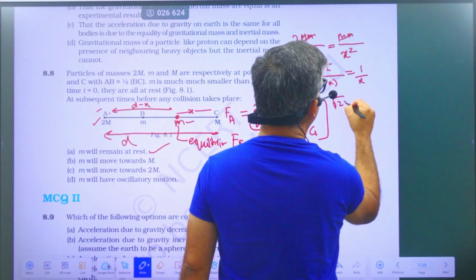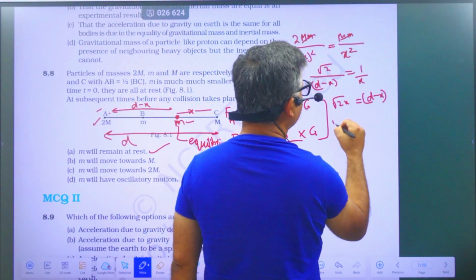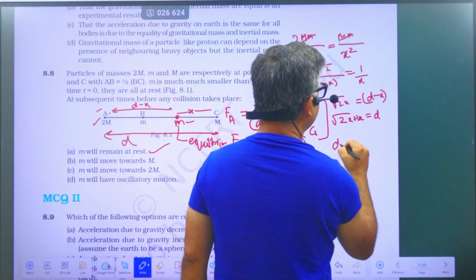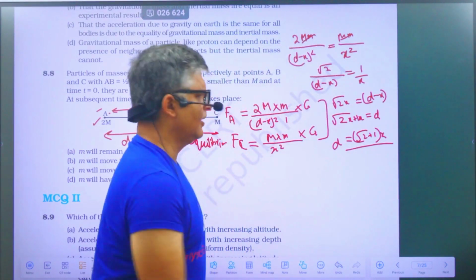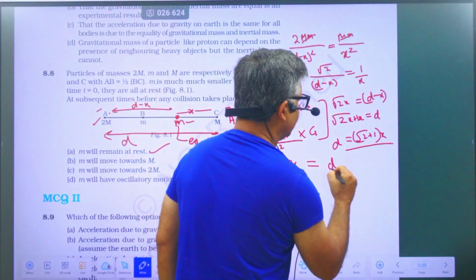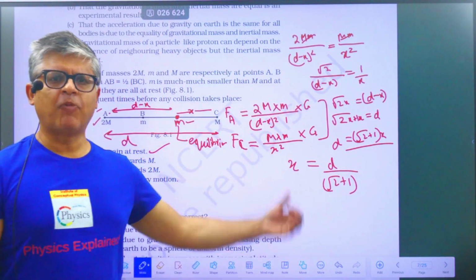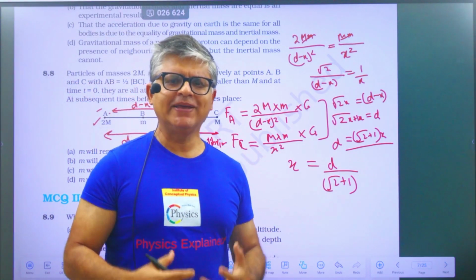So root 2x is equal to d minus x. If I take x on the other side, this becomes root 2x plus x is equal to d, and therefore d is equal to (root 2 plus 1) x, and x is equal to d upon (root 2 plus 1). Point of equilibrium. So we were able to find a point where the body is going to be at rest.